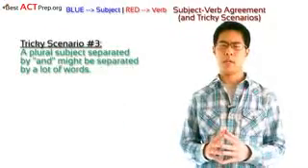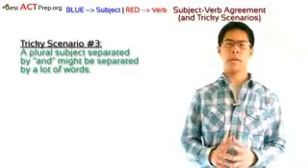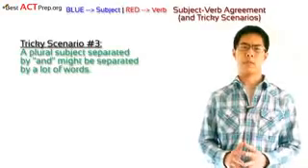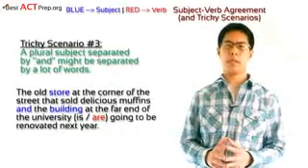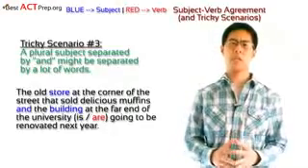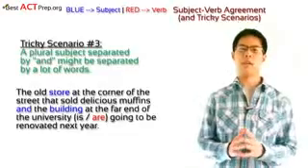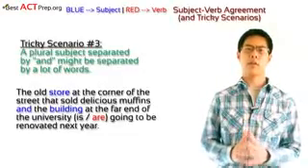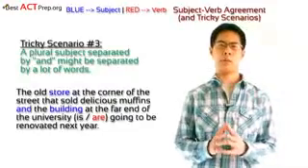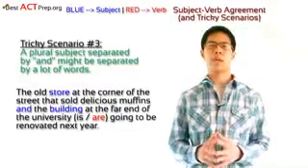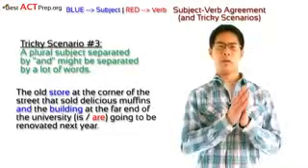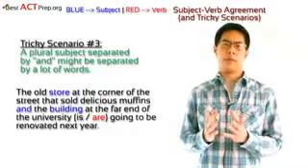Tricky scenario number three. A plural subject joined by and might be separated by a lot of words. Take a look at the following example here. The old store at the corner of the street that sold delicious muffins and the building at the far end of the university is or are going to be renovated next year. Here, there are two different subjects that are joined together by the conjunction and, so they need to take a plural verb are. This example can be tricky though, because there are so many words that separate the subjects from one another and from the verb.